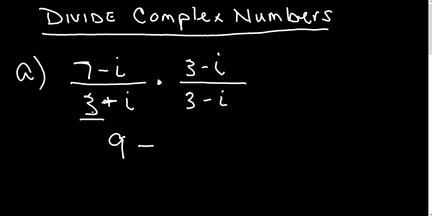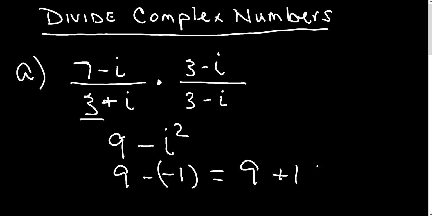So regardless of that, I'm going to take the first term, square it. It's always minus in between. I'm going to take the second term and square it, which is i squared, and i squared is negative 1. So it's going to be 9 minus negative 1, which equals 9 plus 1, which equals 10. So my denominator here is going to be 10.